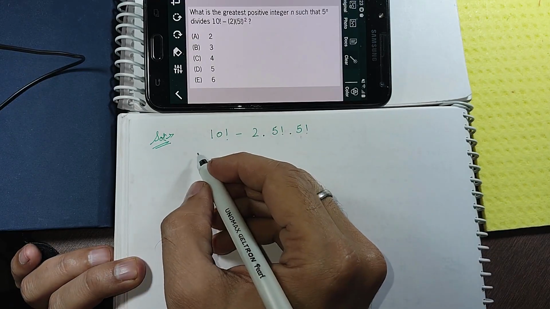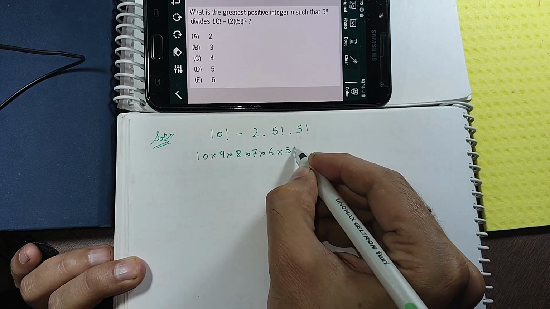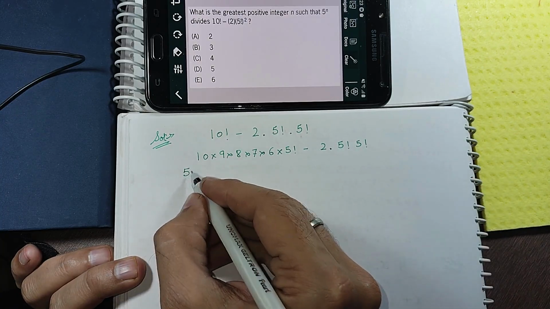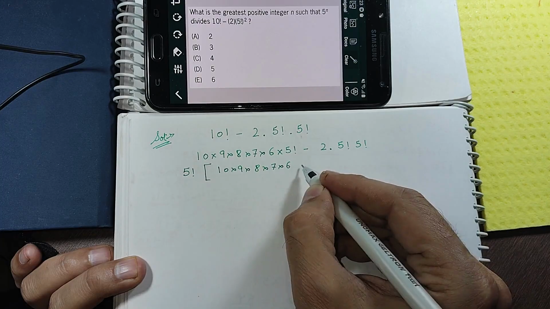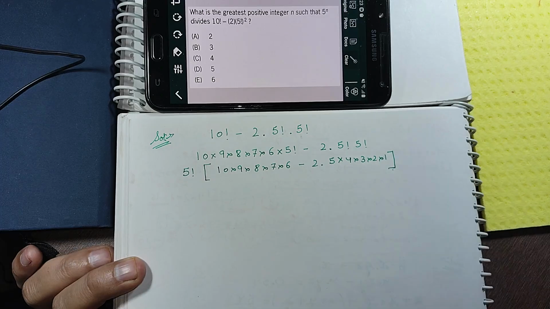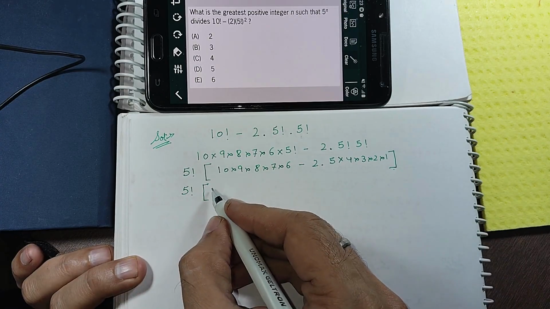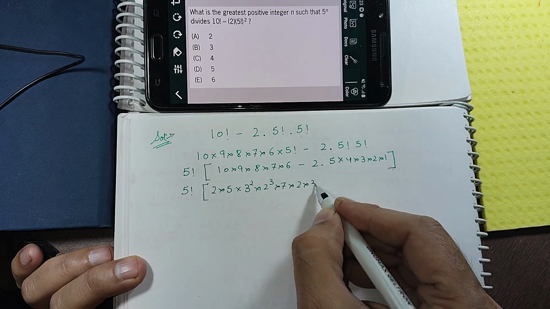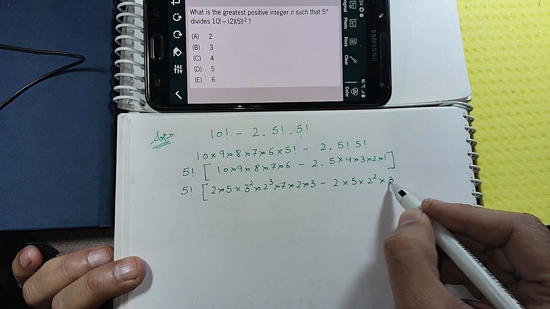expression. So I can write this as 10 into 9 into 8 into 7 into 6 into 5 factorial minus 2 dot 5 factorial dot 5 factorial. Taking 5 factorial common, I would be left with 10 into 9 into 8 into 7 into 6 minus 2 dot 5 factorial, or 5 into 4 into 3 into 2 into 1. Now from this I have to take whatever is coming common. So this is basically 2 into 5, this is 3 square, 2 cube into 7 into 2 into 3. Now here this is 2 multiplied by 5 multiplied by 2 square into 3 into 2 into 1.